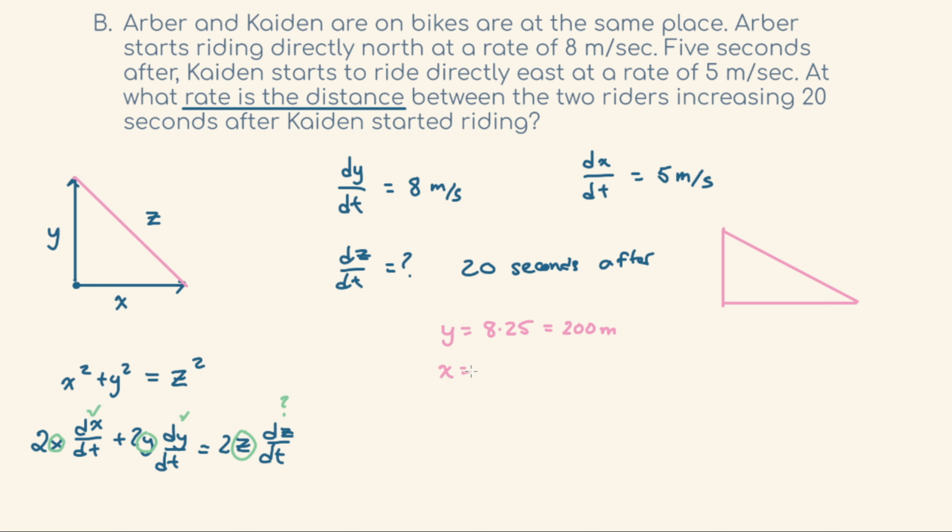And similarly, x, Caden's been riding only for 20 seconds, and he's riding at a rate of 5 meters per second. So 5 times 20, that's going to come out to 100 meters. So x is 100, y is 200, and now we can find out what z is using Pythagoras. So 100 squared plus 200 squared is equal to z squared. If we plug that into our calculators, after a bit of solving, z is equal to 223.6 meters.